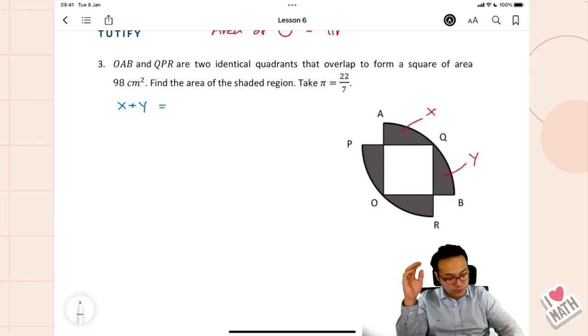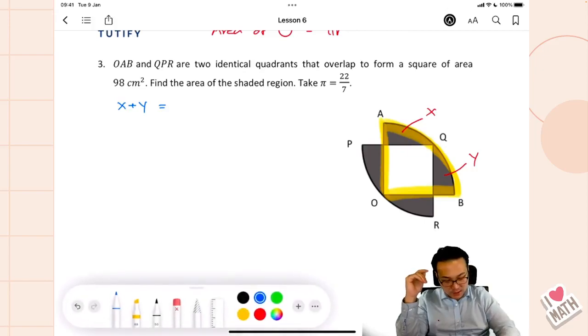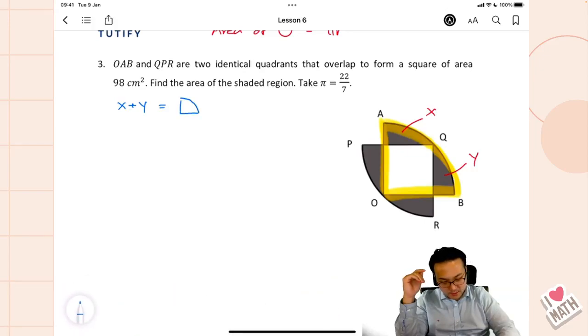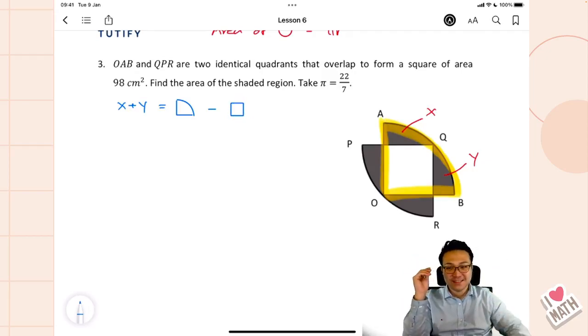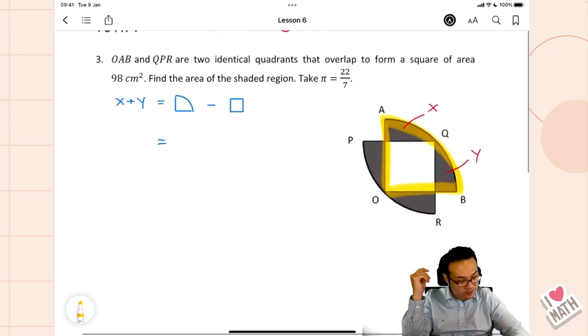what must I do? Okay, everybody keep your eyes here. Keep your eyes on this quarter circle, quadrant. Keep your eyes on this quadrant. If I were to take the quadrant, right? Minus the square, then I will be able to get x plus y, the shaded parts on top. So how do I do this? 1/4 of a circle. Which circle is this? You must ask yourself. This is actually part of a very big circle, you see?